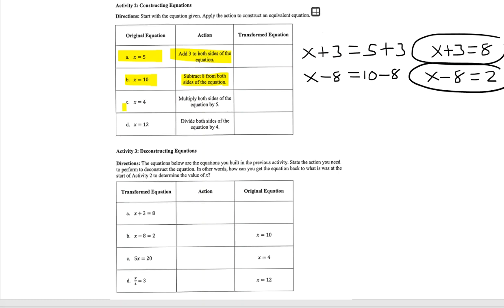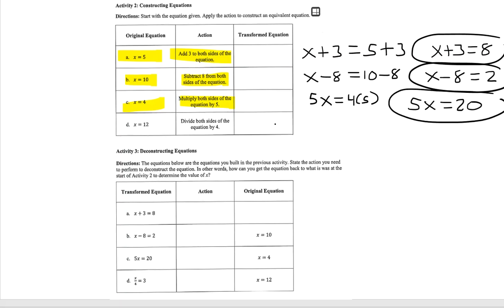Okay, let's look at the next one. X equals 4. Multiply both sides of the equation by 5. So if I take the equation x equals 4 and I multiply this side by 5 and I multiply this side by 5, 5 times x is going to get written as 5x equal to 4 times 5, which is 20.